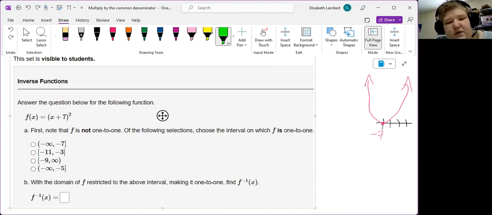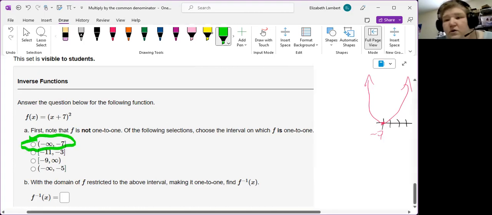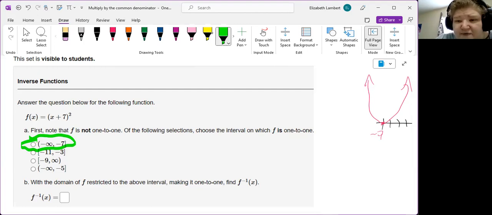But we look here, negative 7 is between negative 11 and negative 3. Negative 9, negative 8, negative 7 is included in that one. And then from negative 5, negative 6, negative 7 is included in that one. So our only good choice here is this negative infinity to negative 7. So I'm going to mark this on the graph as well. So this is what we're finding the inverse of. So we're pretending that the pink side of the graph no longer exists. All we have is this green guy. We're going to find the inverse for that green guy.